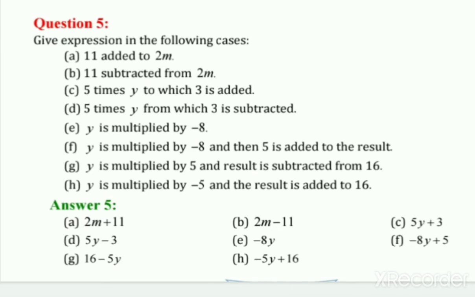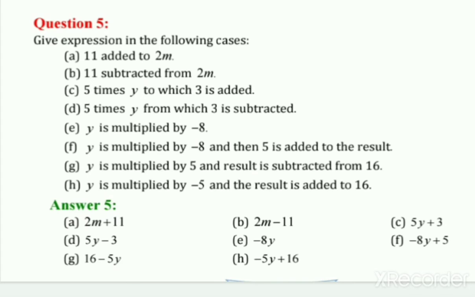C, we have 5 times y to which 3 is added. It means 5 is getting multiplied with y, and 3 is added, so 5y plus 3. Next, 5 times y from which 3 is subtracted, so 5y minus 3. Same way we can do all these. Like we have y multiplied with 5, so it will be 5y, and the result is subtracted from 16. It will be subtracted from 16, it means 16 minus 5y.